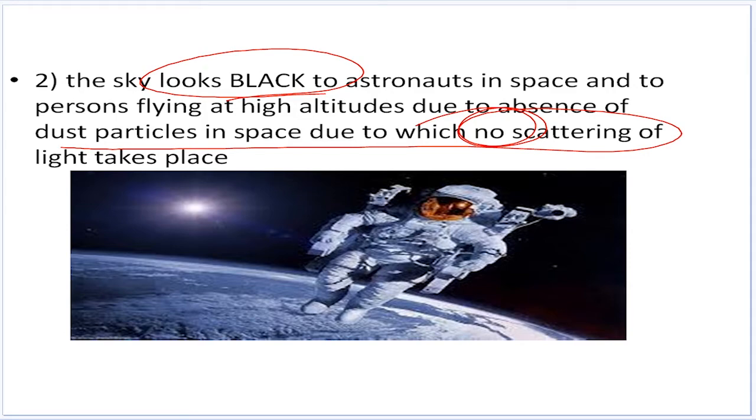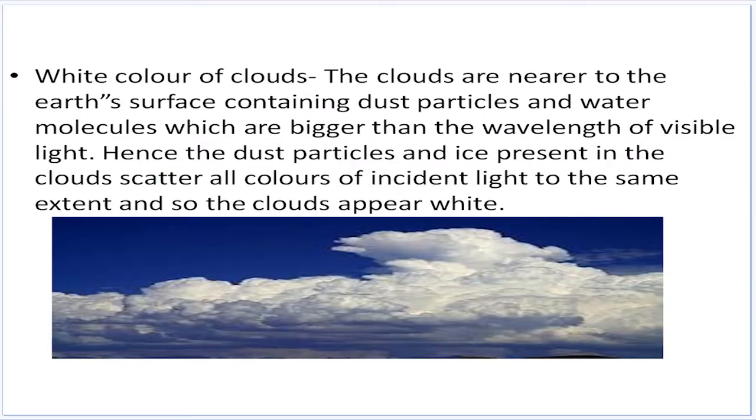So no scattering of light, no dust particles, no scattering of light, and therefore the sky looks completely black to astronauts, to cosmonauts in space, and to persons who are flying at higher altitudes. Okay? The next phenomenon we have is the white color of the clouds.